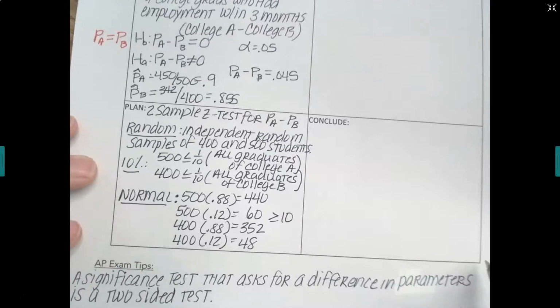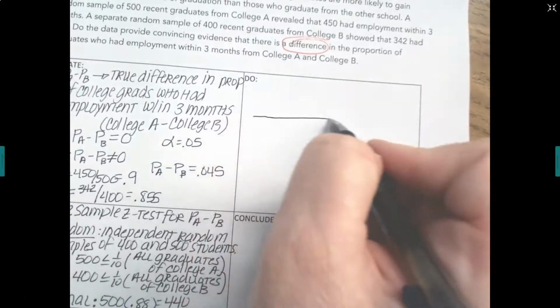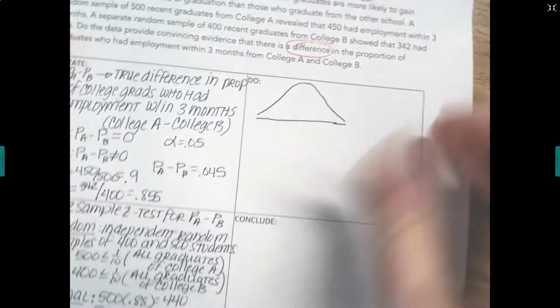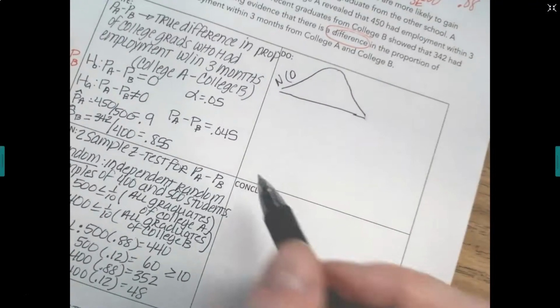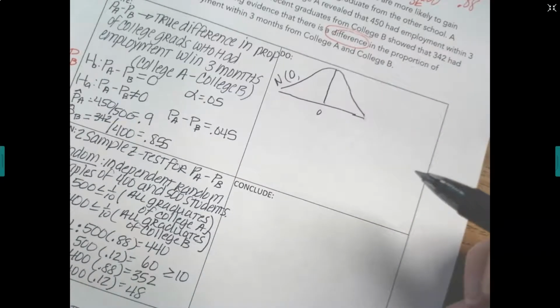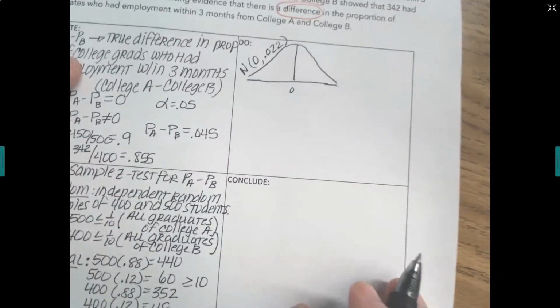Now, we're going to go to the do portion. So let me draw my picture so I kind of have an idea of what's going on. This is a normal curve because it's a z-score. So we're normal, and we'll be centered at 0 because that's our claim. And then our standard deviation, I'll give you the number now, but it comes from the standard error that we're going to calculate as part of our z-score. So that was 0.022 when you calculate it separately.